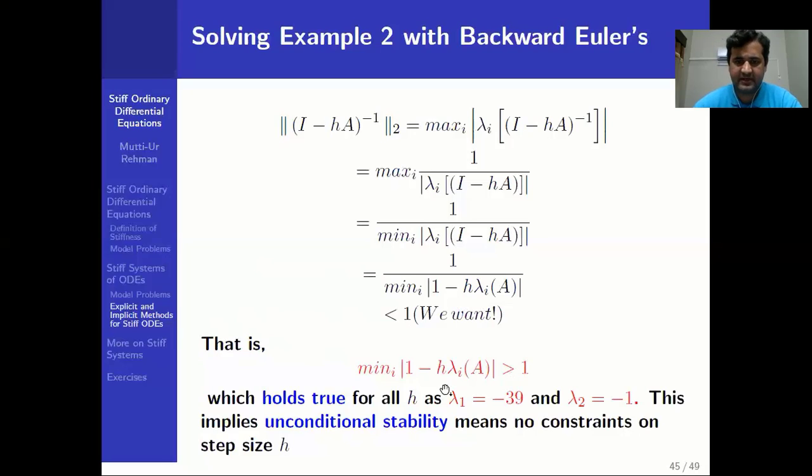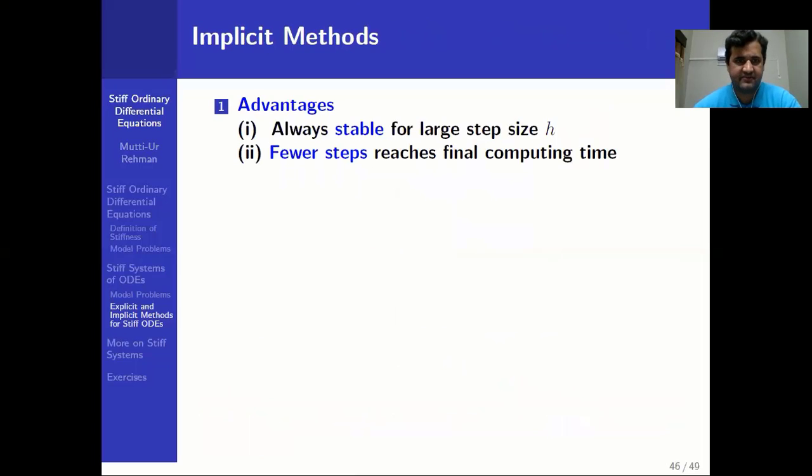We are happy because both of the eigenvalues, let's say the spectrum, are negative actually. So it's a negative 39, it's a negative 1, and then we are happy. It means that we don't have any condition on the step size, and we have kind of unconditional stability for our system of ordinary differential equations, which are stiff actually.